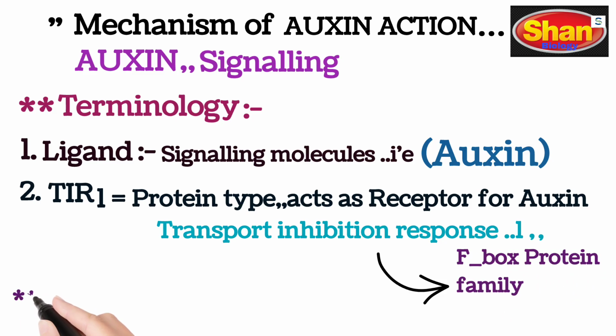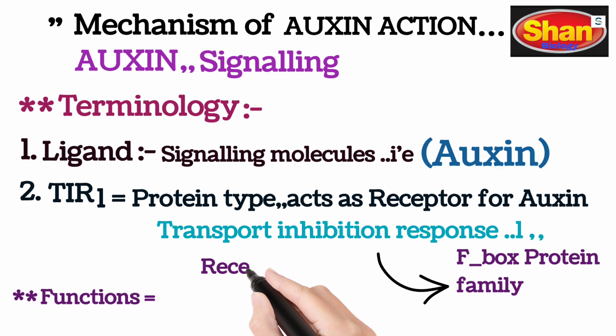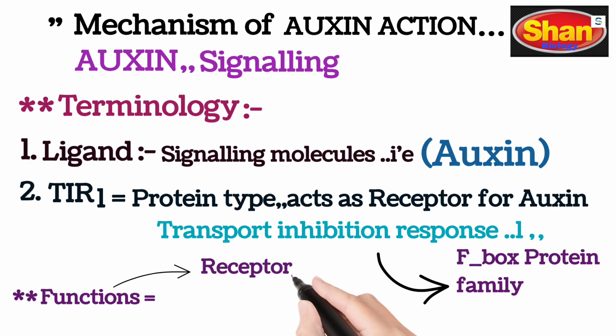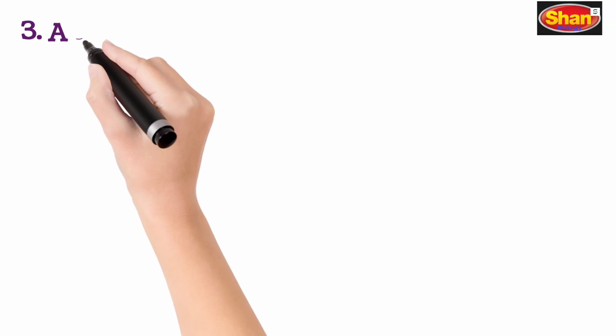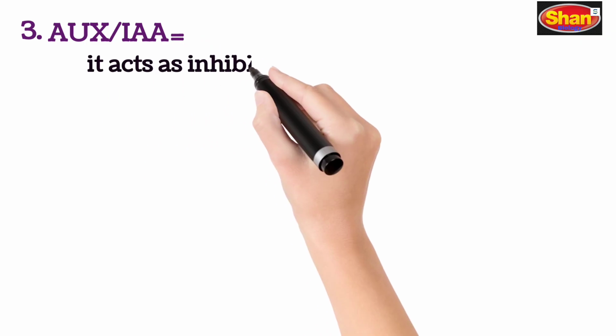It performs two important functions during this process. Number one, it acts as a receptor. It binds with the auxin. And second function is it acts as an enzyme, namely E3 ubiquitin ligase. Now coming to the third important point used in the terminology is AUX/IAA protein.